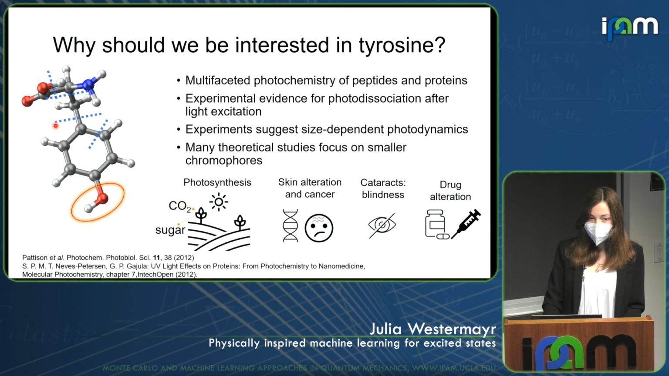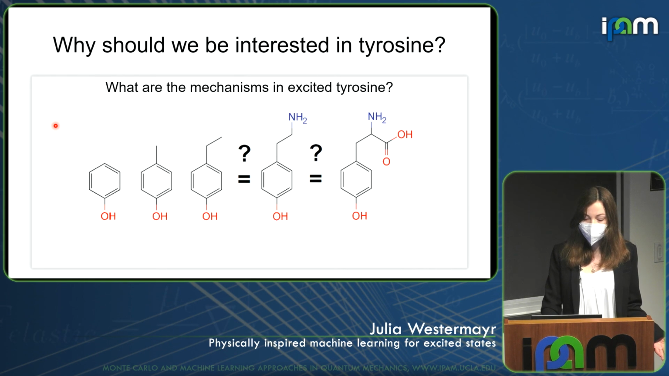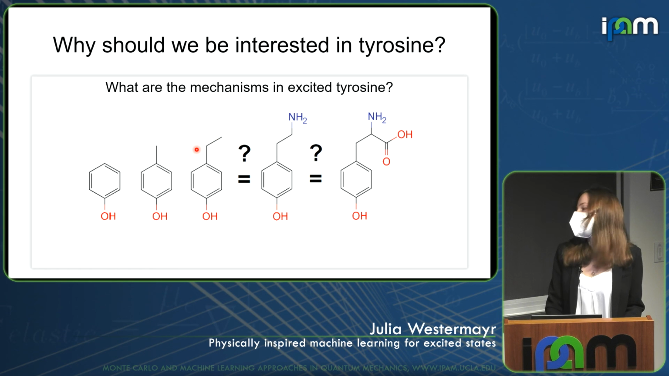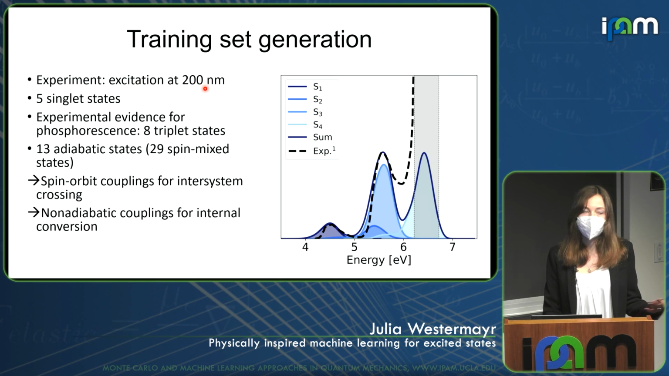And because the computation of the excited states of tyrosine is extremely expensive, many theoretical studies only focus on the smaller chromophores. And we wanted to know whether the mechanisms in excited tyrosine are similar or different to those of smaller chromophores. So this was our motivation. And we wanted to complement experiments. So we needed to find out how many states we need to calculate in order to do so.